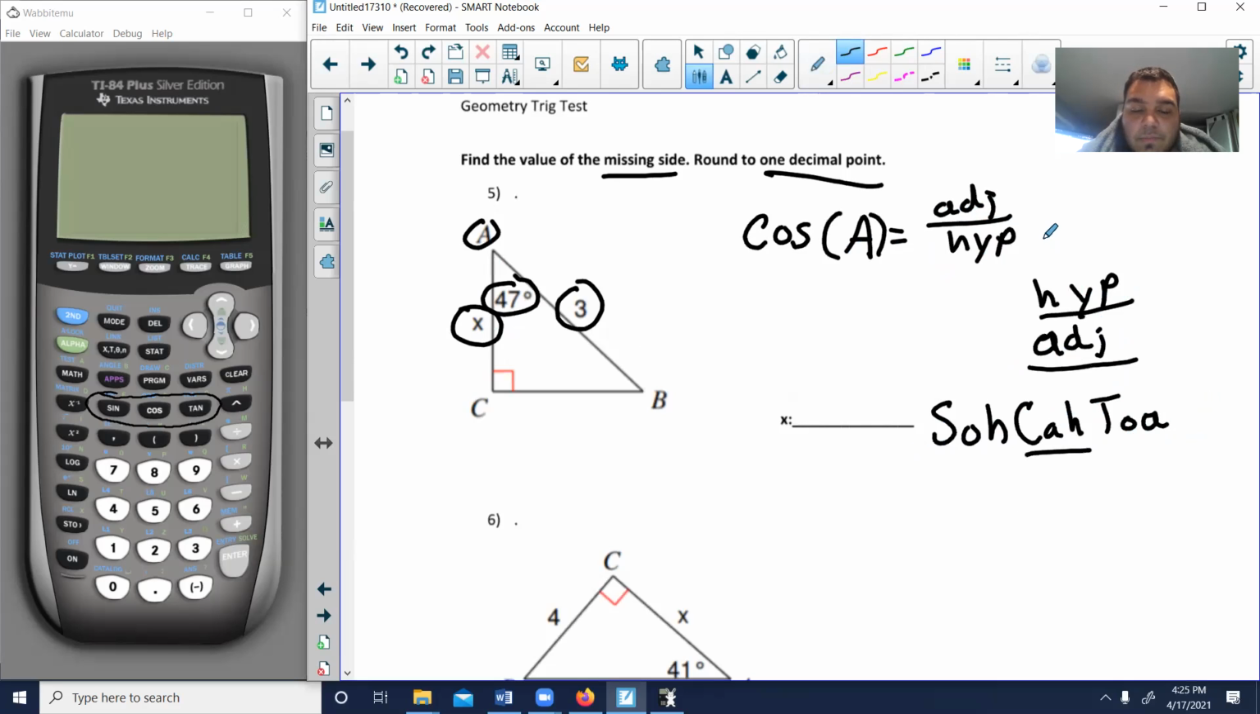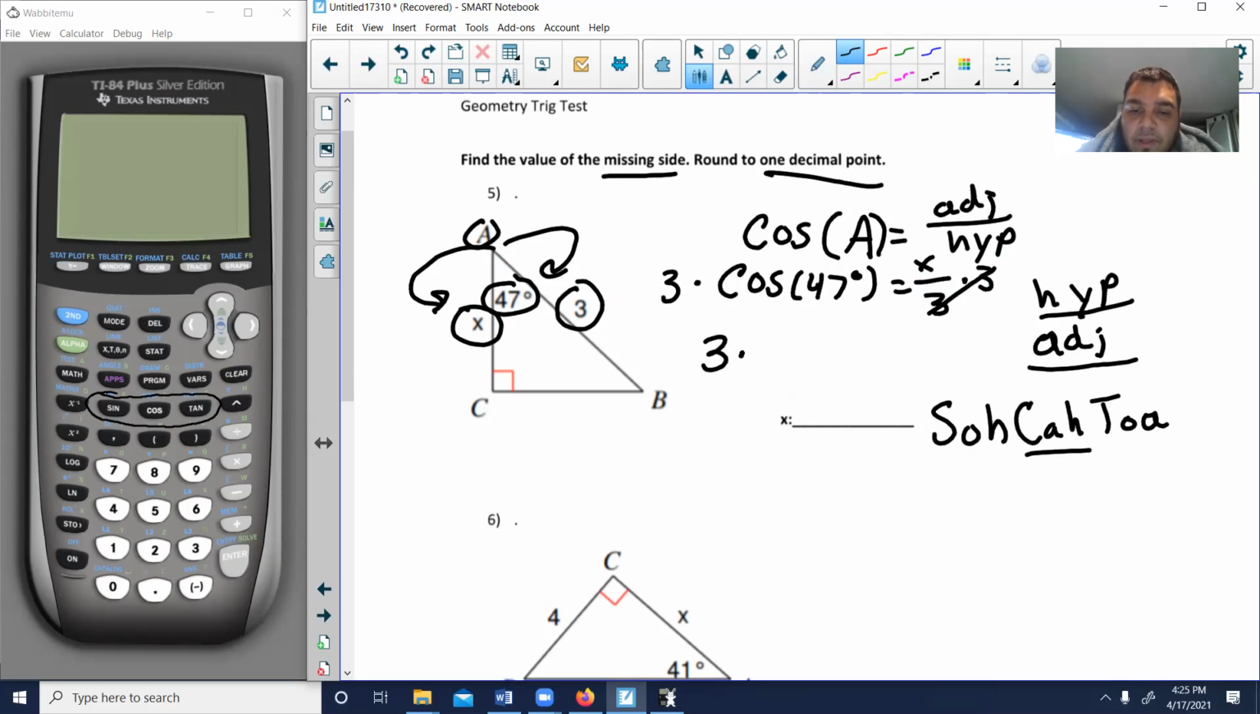Well, here's my big issue. I know the cosine of A. Cosine of 47 degrees equals the adjacent, which is next to the angle and is not the hypotenuse, which is X, over the hypotenuse, which is 3. Now I'm trying to solve for X. And anytime we algebraically solve for X, we times 3 to both sides and cross that out. So 3 cosine 47 degrees equals X.